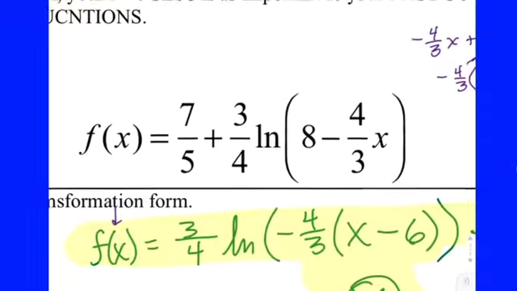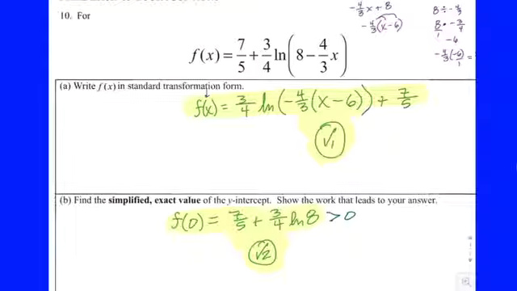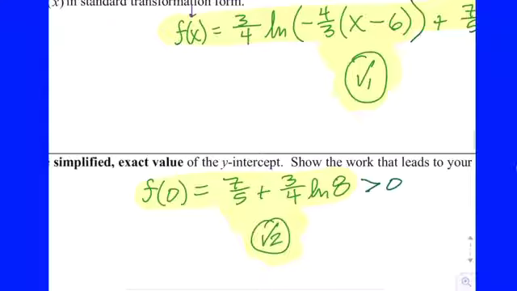It's easier to plug into the original one because really the only reason we want it in standard transformation form is for graphing purposes. But I didn't care which one you plugged in. But I did look for f of 0. That's 7/5 plus 3/4 times natural log of 8 minus 0, which is just 8. Okay, so that was the second check. You had to have f of 0 there.